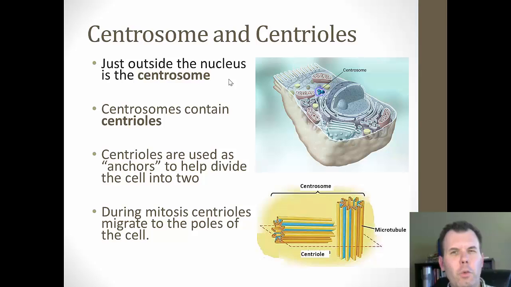Think of a tug of war where you have the two big guys at the end, and they anchor the tug of war. That's basically what's going on. These centrioles act as the anchors to help pull the cells apart, and that's what takes place during mitosis. What I want you to know about centrioles is that they act as anchors and help divide the cell into two. During mitosis, you'll see these centrioles migrate to either end and help pull the cell apart, because they start at the nucleus and then work their way out to the poles. We'll talk more about that when we get into mitosis.